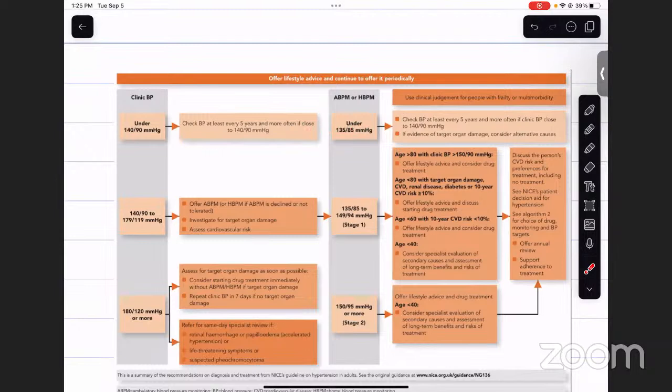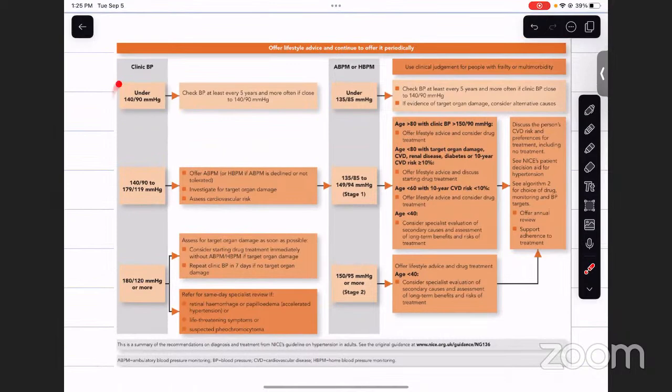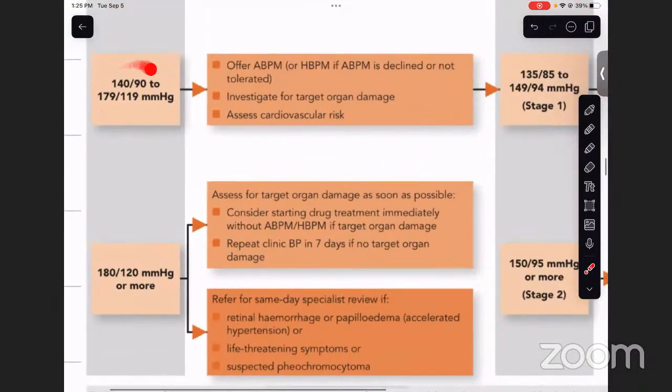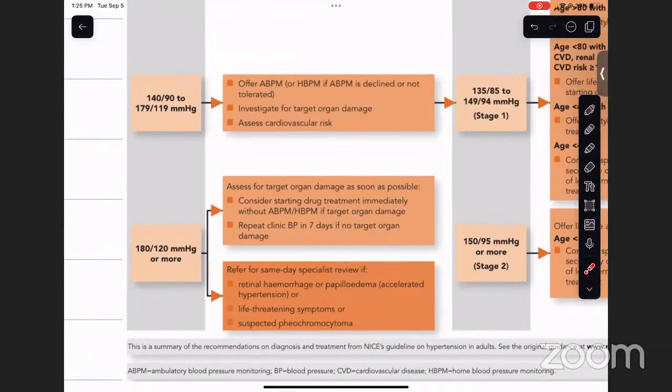If we diagnose hypertension, we must categorize it into stage 1 or 2, and then we will find out any target organ damage. Okay, so this is the NICE guideline for blood pressure. If clinical blood pressure is 140/90 to 179/119, the guideline recommends rechecking with ambulatory blood pressure monitoring or home blood pressure monitoring.